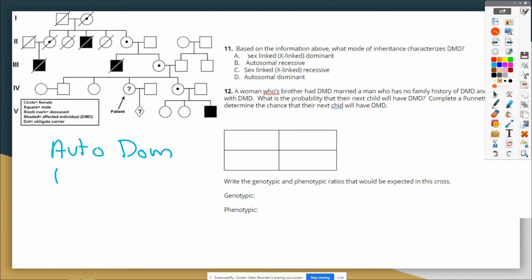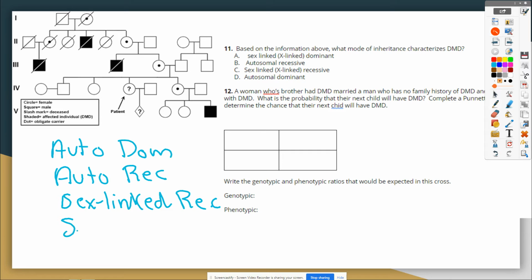Well, our options were autosomal dominant, autosomal recessive, sex-linked recessive, and sex-linked dominant, right? Well, we said it has to be recessive, so we know that both of these are out. Agreed? Now, I'm going to tell you a test-taking trick for biology 1. You ready? That's never the right answer. Sex-linked dominant will never, ever be the right answer in biology 1. AP biology pretty much too, but you're not going to choose this.